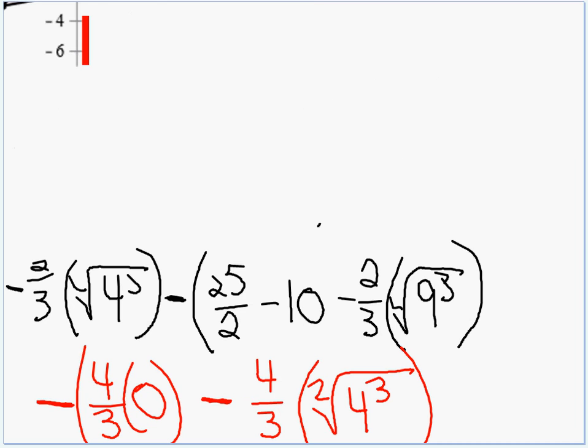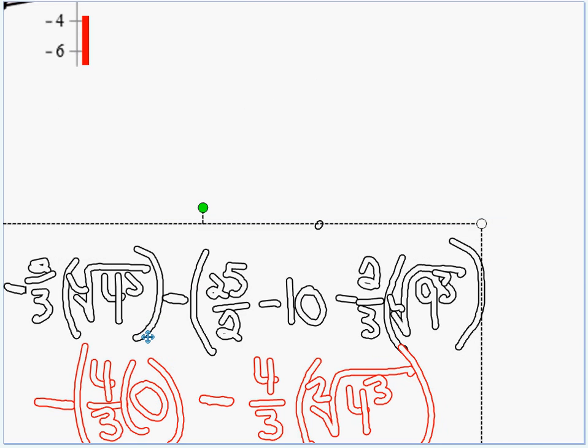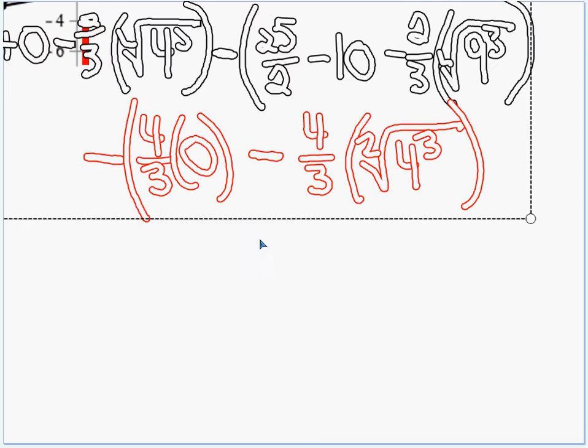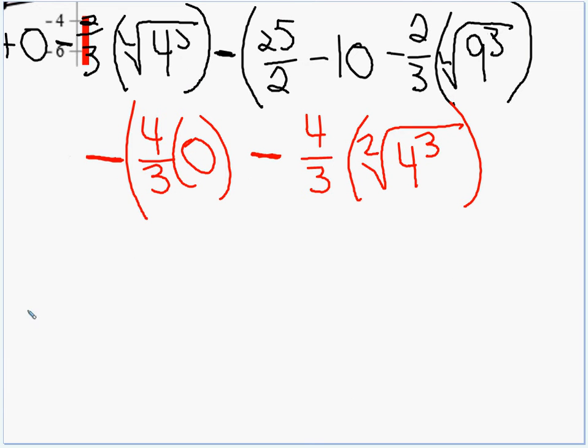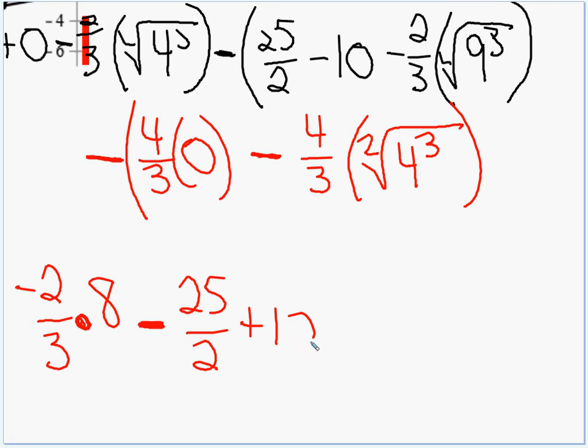And now we just clean this up with a little arithmetic. So let's see here. We've got negative 2/3 the square root of 4 cubed. 4 cubed is 64. The square root of that is 8. So this will be times 8. And now we have minus, well, let's see, I'm just going to distribute this. We'll have minus 25 halves plus 10 when we distribute it to here. This will turn into a plus 2/3. The square root of 9 cubed, that would be 27.